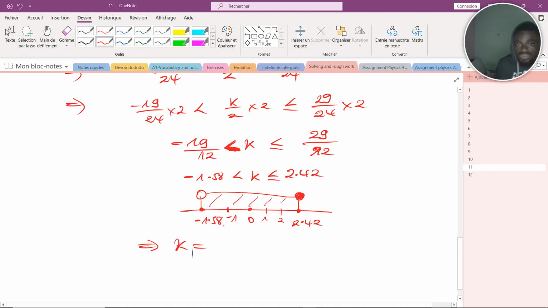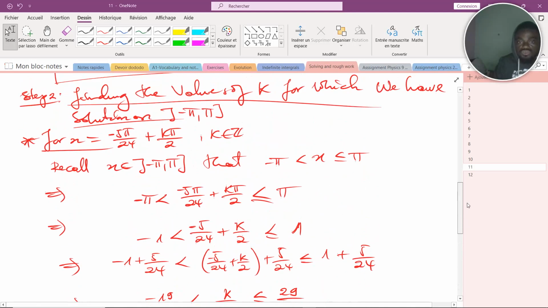Yes, I'll advise you to always draw it inside your answer sheet for the examiner to understand what you are doing. So k will be equal to what? Our integers, I start from the lowest one. So this will be minus 1, 0, 1, and 2. Those are the integers we are supposed to take.